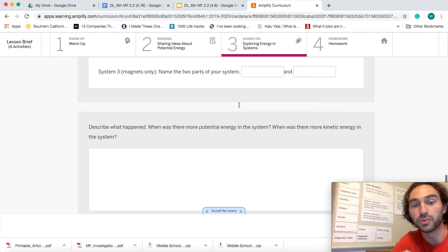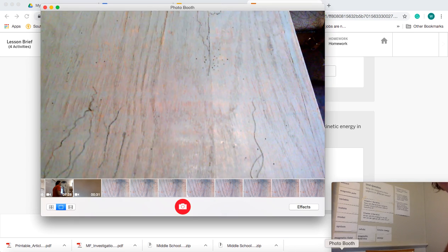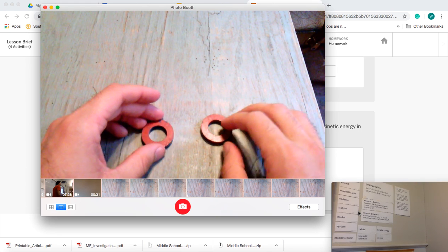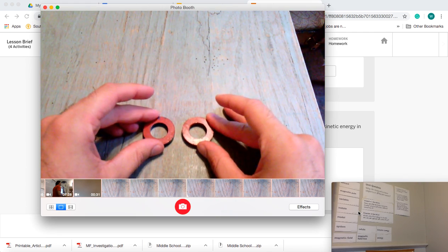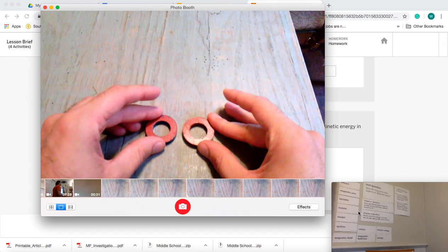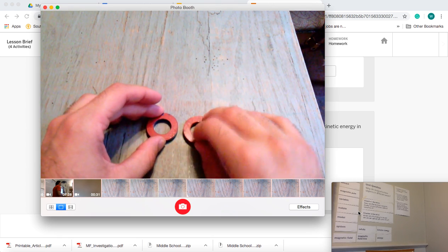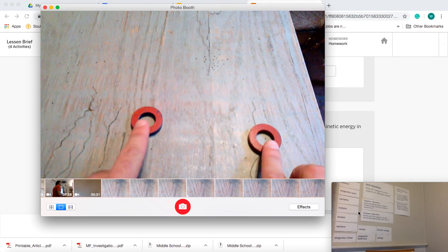Box 3, we're going to use magnets again. So this time over here, I got two strong magnets, and I'll switch screens, I apologize. I'm going to go ahead and hold them close together like this. I want you to think to yourself, number one, what kind of energy is this? Go to its potential, because it's not moving. And number two, what do you think is going to happen when I let them go? Well, they're going to get kinetic energy, and they're going to actually be pushed apart.